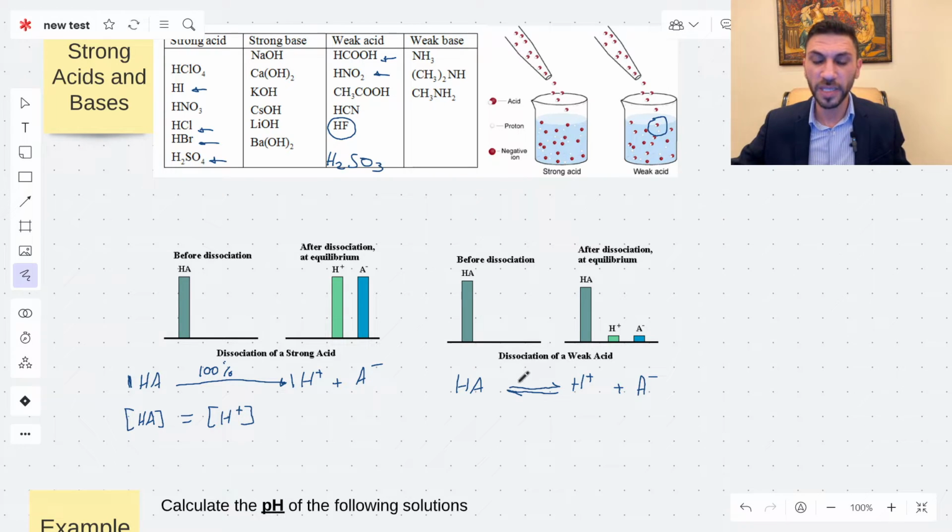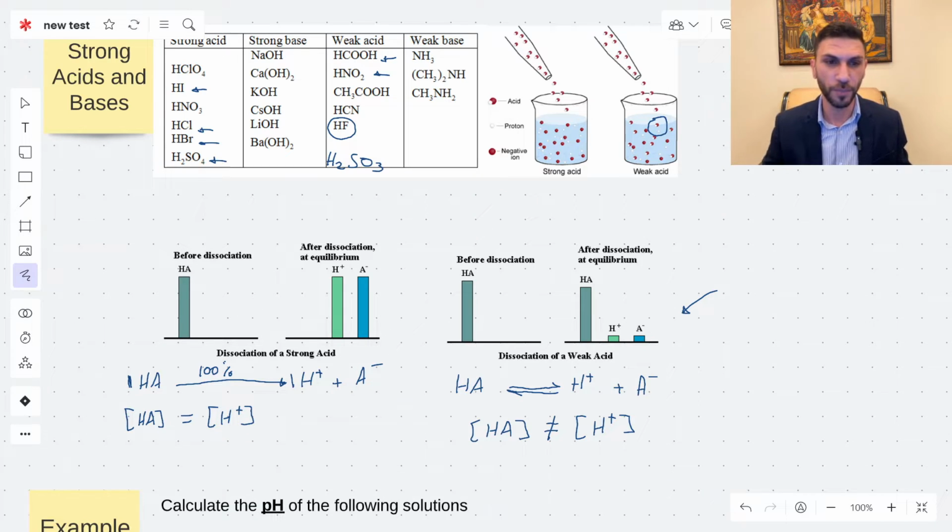Look here, it's not 100%, it's a reversible reaction. And in this case, the initial concentration of the acid HA doesn't equal the concentration of H positive. We're going to use this idea to solve problems in the next video. But today, let's focus on solving some problems about the strong acids.